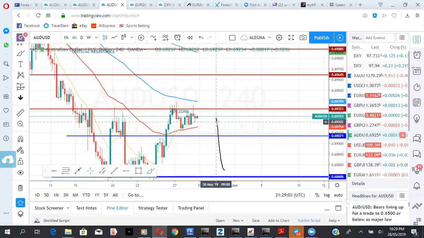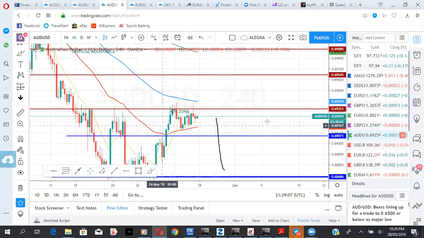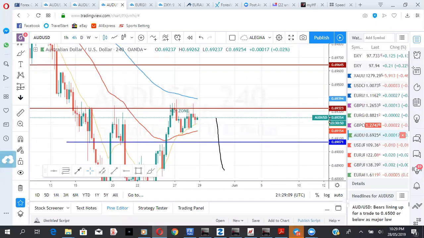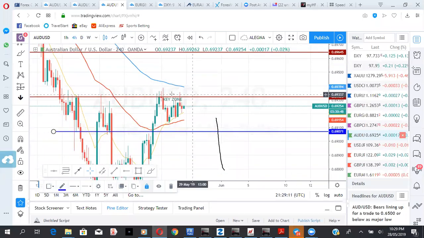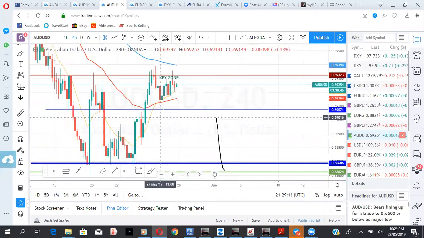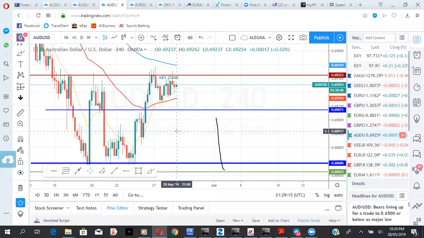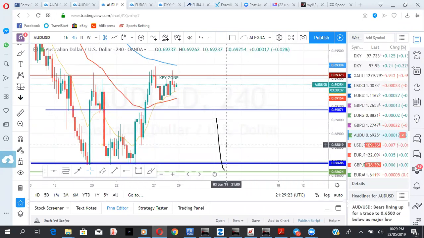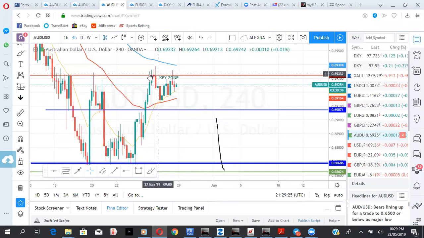So looking at this pair now, he's still below this zone. So basically, this level still holds. It's not yet been broken. Resistance 69.32, support 69.07. That's just it. If it gets here and gives you bearish evidence, you sell.